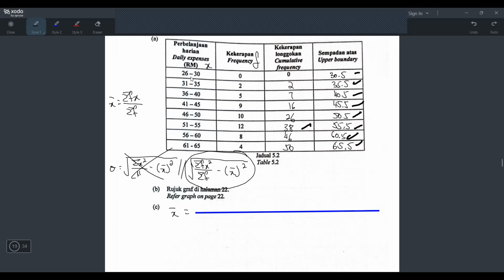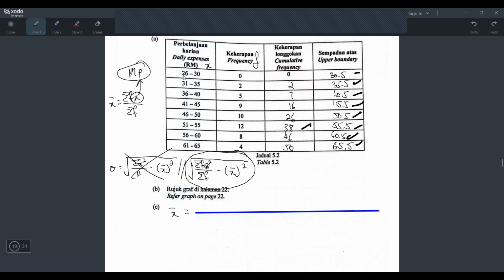It means you have to choose satu wakil. You have to choose someone to represent this class. And who will we choose? We will always choose the midpoint. It means kalau dia group data, this x here, you have to find midpoint. Same with this, this x also will be the midpoint, kalau dia group data. So what I should do now is find midpoint for everyone here.